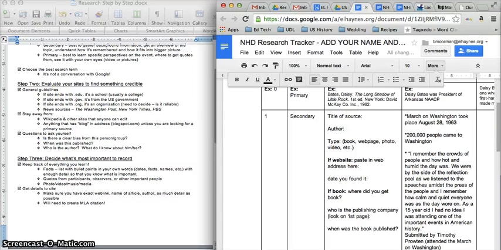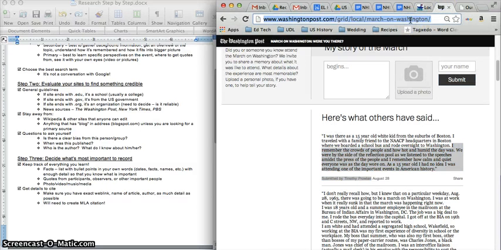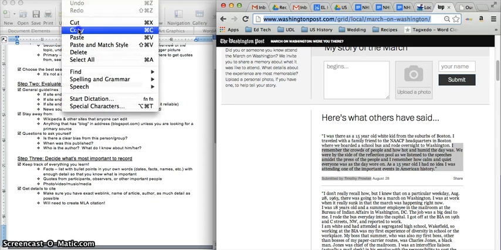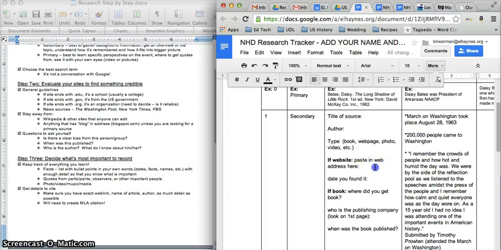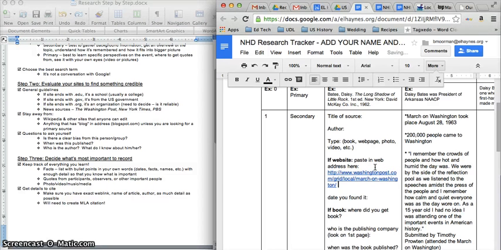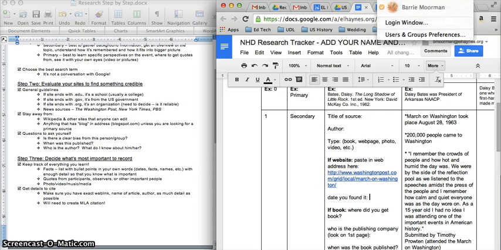There's a few things I need to make sure I have. I really need this whole website, so I'm going to go File, Copy, so I get the whole thing. I don't just want to know Washington Post, because that's not going to help me get back to that exact web page. So I have that there. The date I found it is important because I'm going to need that in my citation. So today is January 26th.